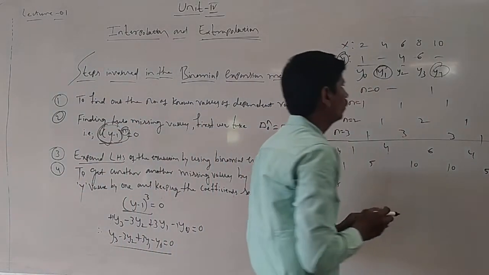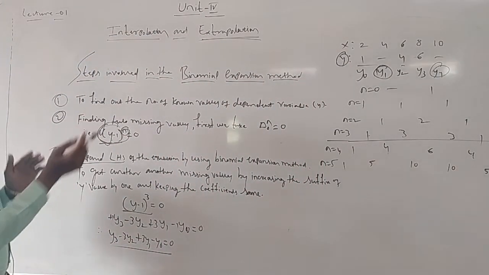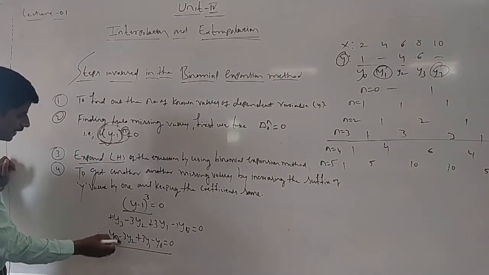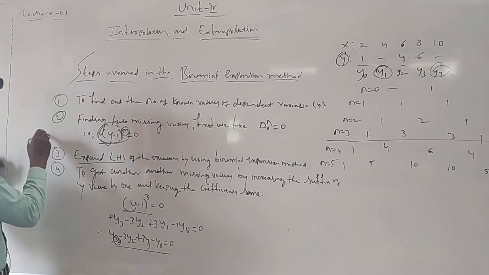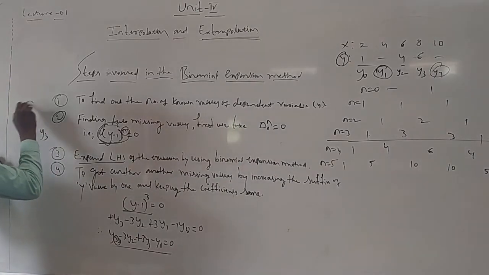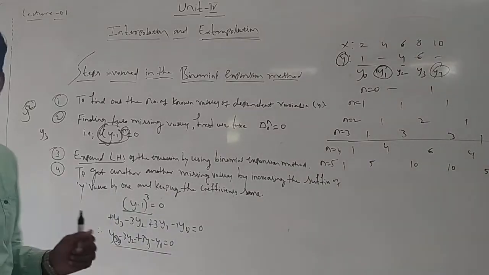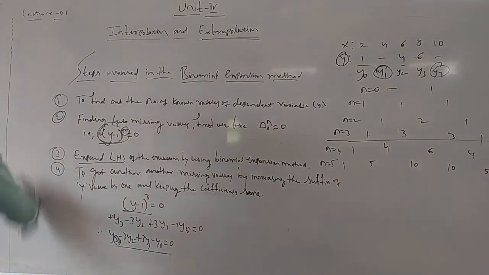Then how to calculate the y4 value? How to estimate the y4 value? That is by increasing the suffix of y value by 1. Here in y3, 3 is the suffix, 2 is the suffix, 1 is the suffix. Okay, it is said to be the suffix of y3. Suppose y square means it is a prefix. Suffix means it is y3. It's a suffix and y square is a prefix. We have to increase the suffix of y value by 1 and keep the coefficients same.